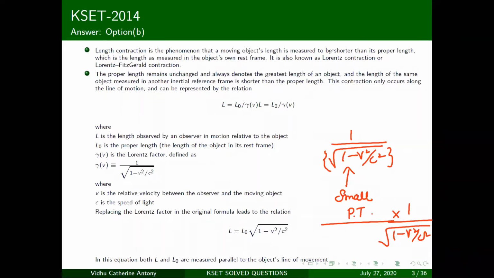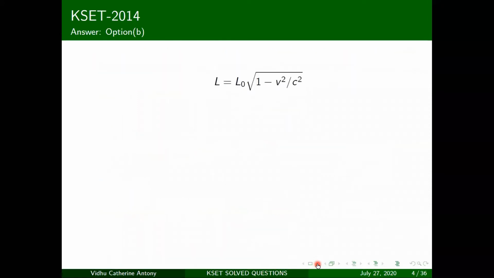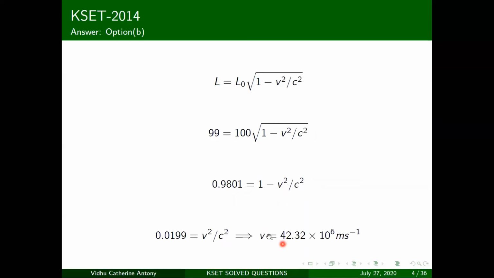Okay, so let's move on to the actual problem. Here you have L is equal to L naught root of 1 minus V square by C square. This was given to be 100 and this was given to be 99. So now you're supposed to be finding this out. You substitute the values, you take this down and you square this part. Then you subtract it and you end up getting V. After you multiply it and do a little bit of algebra, you end up getting this. So this is option B.